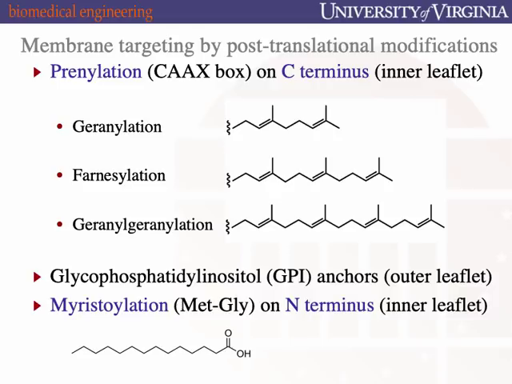And the last hydrophobic modification is called myristylation. And myristylation, a similar theme, but the details differ. It's another inner leaflet modification, so modifications that occur in the cytoplasm, but these occur on the N-terminus of protein rather than the C-terminus. And here's the myristic acid group that gets conjugated to the N-terminus. Different targeting sequence as well. Here it's methionine. Remember, protein translation starts with methionine, followed by glycine.